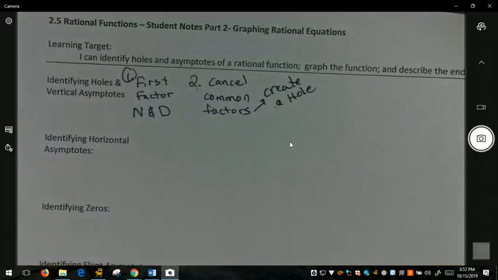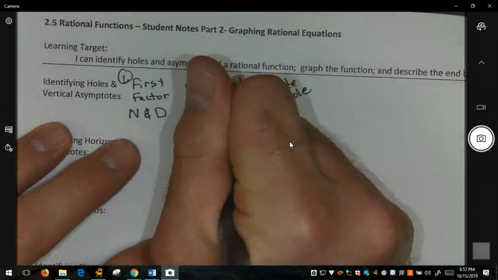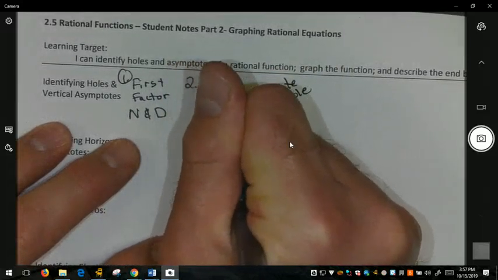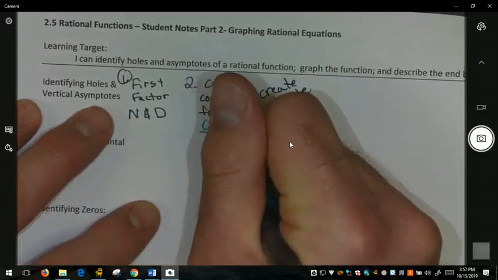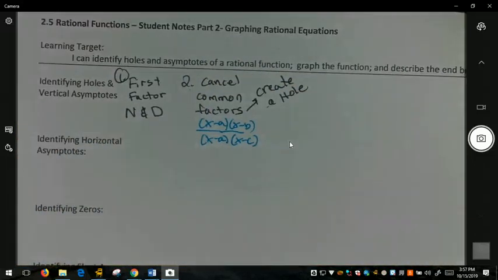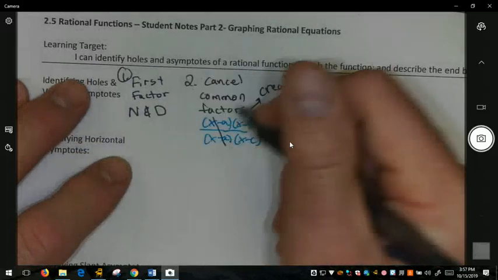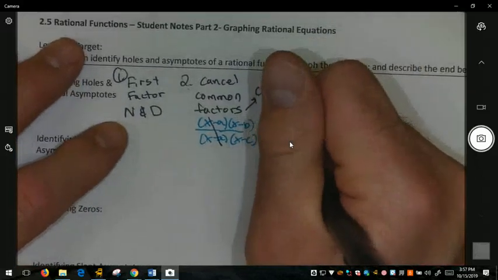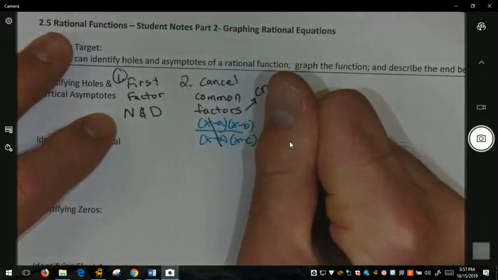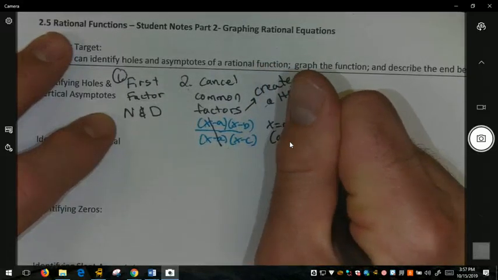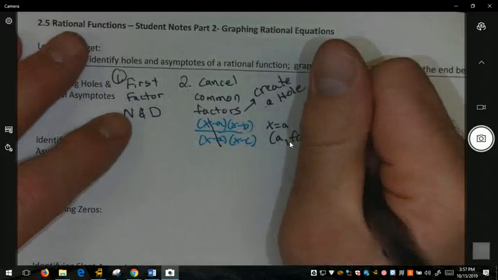So if I had a factor of x minus a over a factor of x minus a, and on top I had an x minus b and an x minus c on bottom, then the factors of x minus a would cancel and there would be a hole at x equals a. We'd have to plug a in to find the height of that hole.